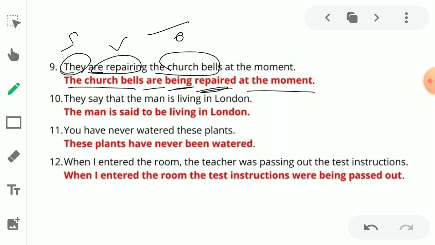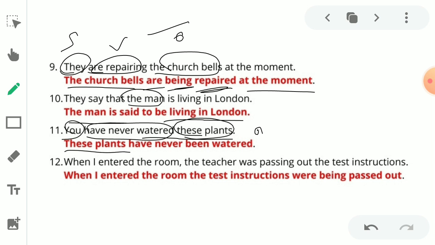They say that the man is living in London. The man is living. The man is said to be living in London. Okay. Next, you have never watered these plants. These plants is the object. You have never watered is the verb. You is the subject. These plants have never been watered.